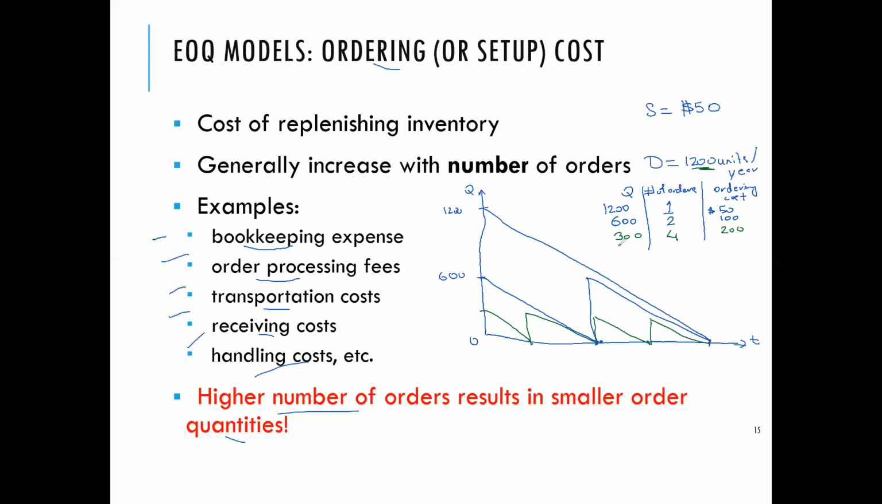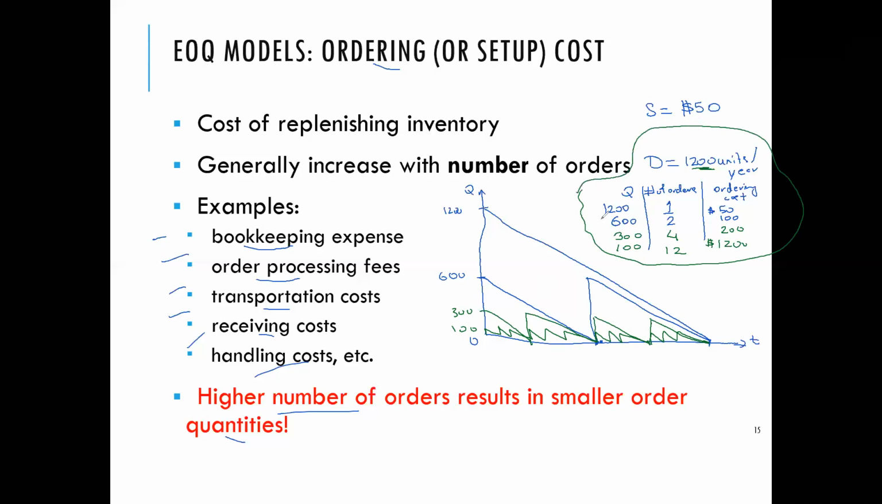And just for comparison purposes, if you place an order of 100, we will place 12 orders and the cost will be $600. So that would be 1, 2, 3, 4, 5, 6, 7, 8, 9, 10, 11, and 12. Now, why did I do this? The reason I needed to do this is because I wanted to clarify this relationship.